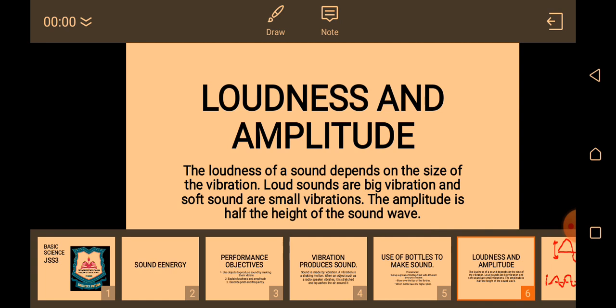Now the amplitude is half the height of the sound wave. What we are calling the amplitude here is half of how loud it is or how soft it is.